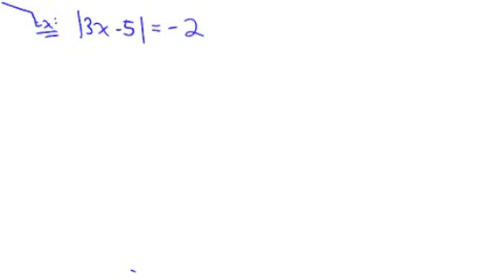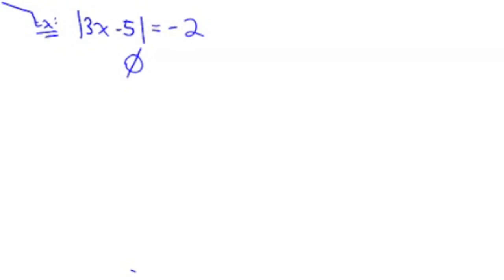Everybody got an answer? Yeah. The answer is there is no answer. Why? It's equal to a negative. How can an absolute value equal a negative number? That's impossible. You're saying the absolute value of this number is equal to negative 2, but the absolute value of every number is positive. The solution to this is absolutely no solution whatsoever.